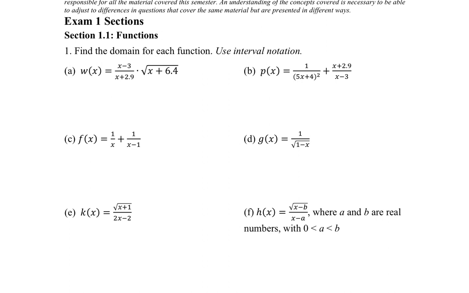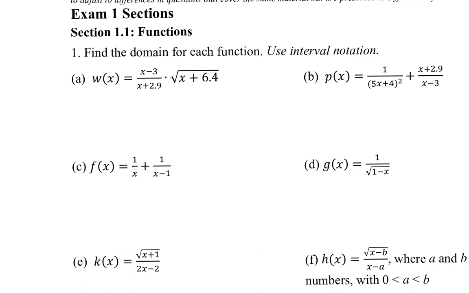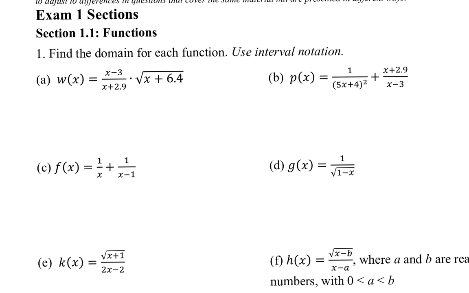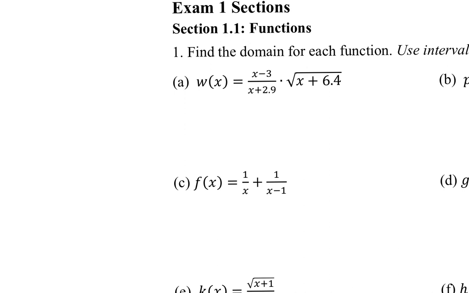when does this function break. So here we're going to say, okay, finding the domain of each function using interval notation. Because we have x plus 2.9 in the denominator, x cannot be negative 2.9. Based on the numerator, x has to be greater than or equal to negative 6.4. So our domain is going to look like negative 6.4 included, up to negative 2.9, union negative 2.9 up to infinity.